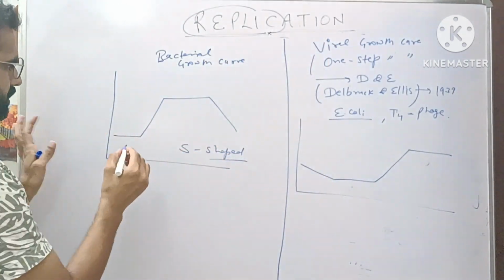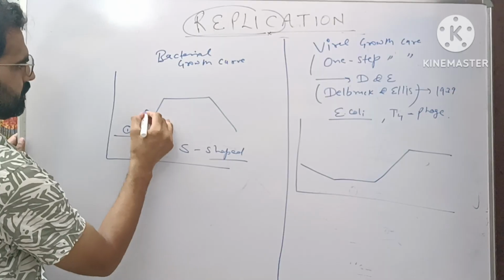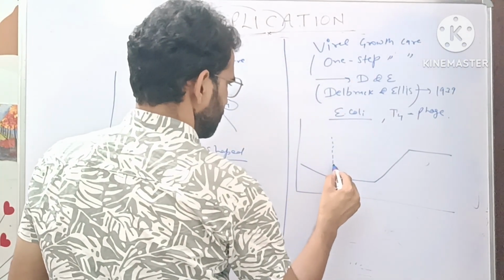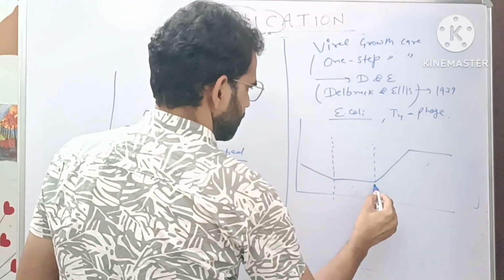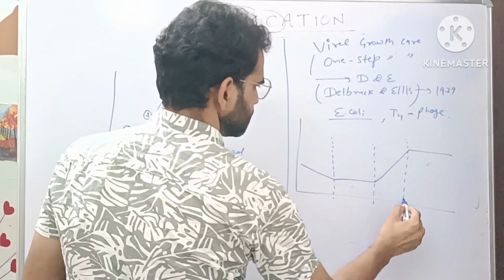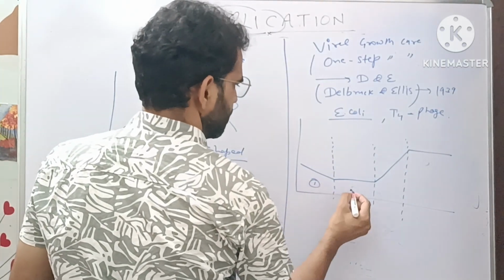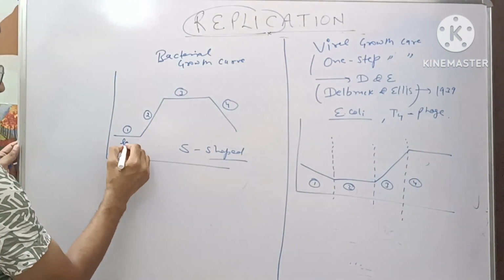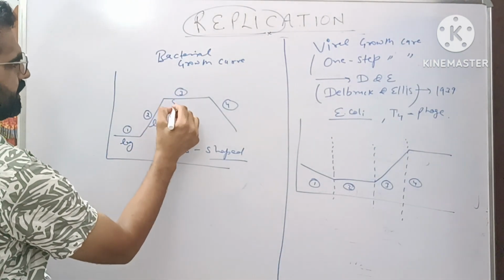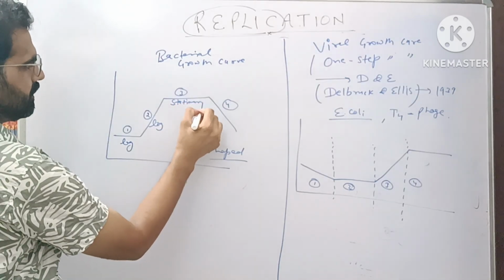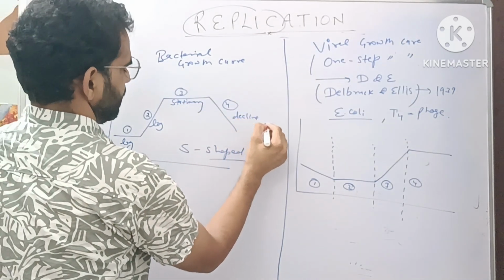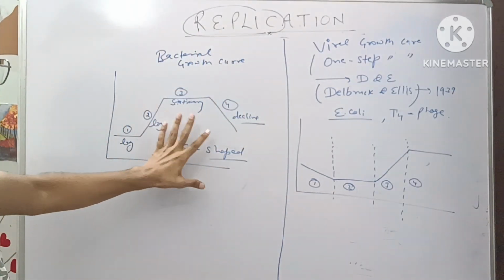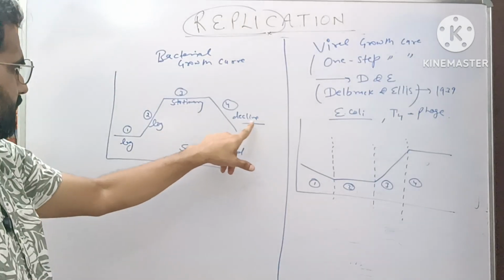So in bacterial growth curve, there are 4 steps, 1, 2, 3 and 4. Similarly, here also 1, 2, 3 and 4. This phase is known as lag phase, log phase, stationary, and decline, phase of decline. So this is how the bacteria growth curve looks like: S-shaped, lag, log, stationary, and decline.